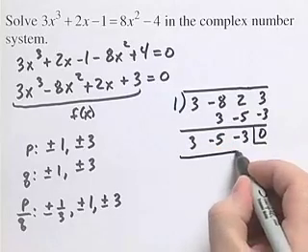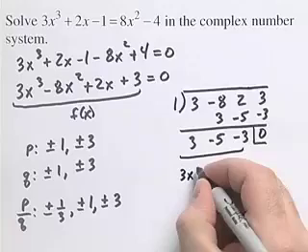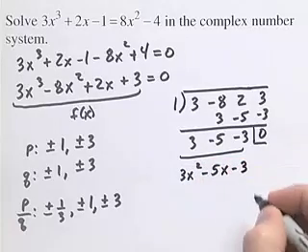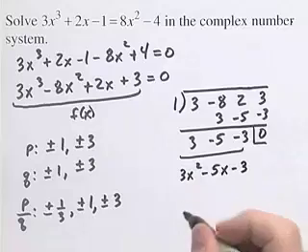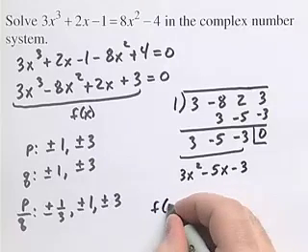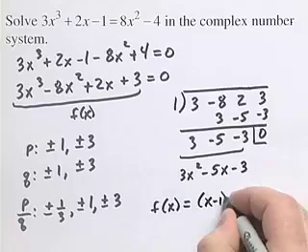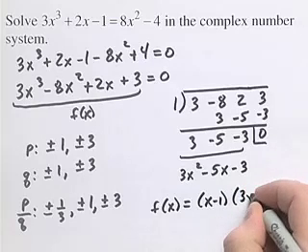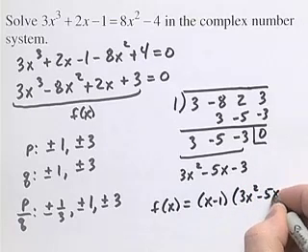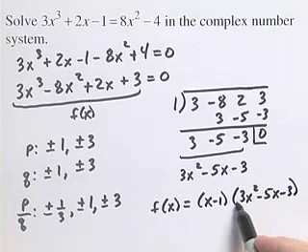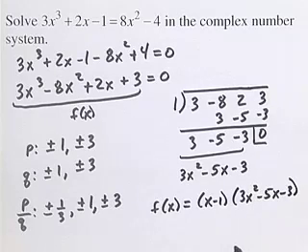This is a reduced polynomial, 3x squared minus 5x minus 3, and it allows us to rewrite our function f of x in a factored form. F of x is equal to x minus 1 times 3x squared minus 5x minus 3. All we have to do now is see if we can get any zeros of this quadratic expression here.